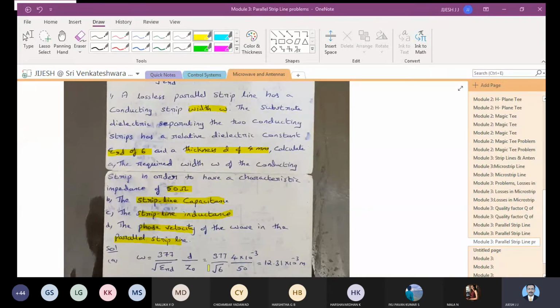All of you can substitute the values and check whether you are getting the answers for those things. So first one is W. You use the equation 377 divided by root of epsilon RD d by W. D is 4 into 10 to the power of minus 3, it's 4 mm, and epsilon RD is 6, as given. Substitute. All of you can find out whether the value is 12.31 into 10 to the power of minus 3 meter.